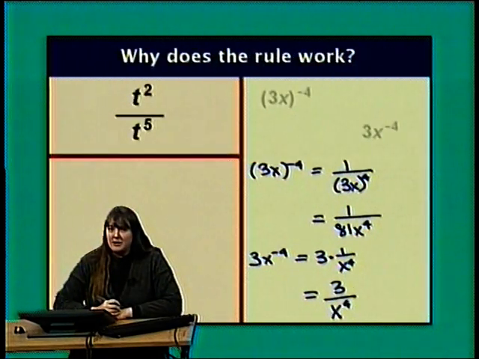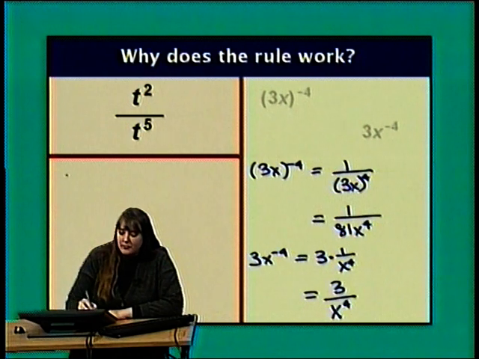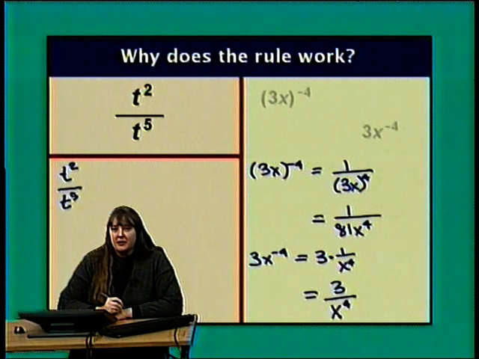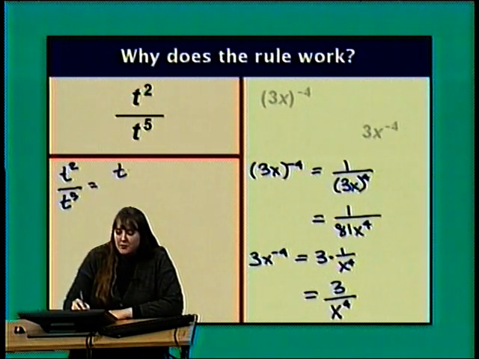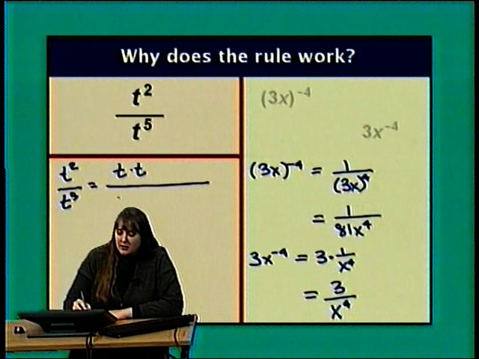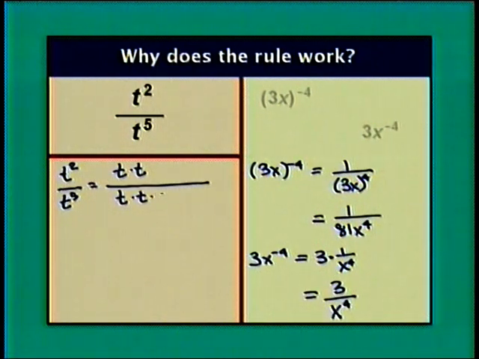Let's think about why the definition of negative exponents works. If I have t squared over t to the 5th, that means I have 2 factors of t in the numerator, and I have 5 factors of t in the denominator. If I cancel the 2 factors of t in the numerator with 2 of the factors of t in the denominator, that leaves behind 3 factors of t in the denominator, which I can write as t cubed. And it leaves behind a 1 in the numerator. t divided by t is 1, t divided by t is 1, and 1 times 1 is 1.